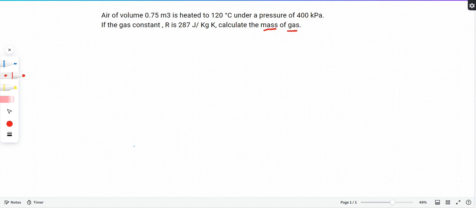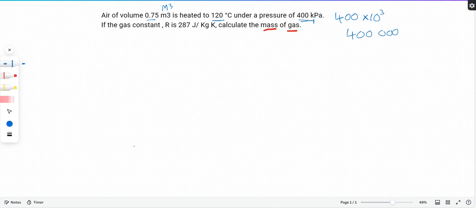So this one we've got air of volume, so that should be meters cubed. So 0.75, there's one number, is heated to 120 degrees C. So that's our temperature under a pressure of 400 kilopascals. Don't forget the kilo means 400,000, so it's going to be 400 times 10 to the 3 on your calculator. Make sure you put the kilo. That's the pressure anyway.